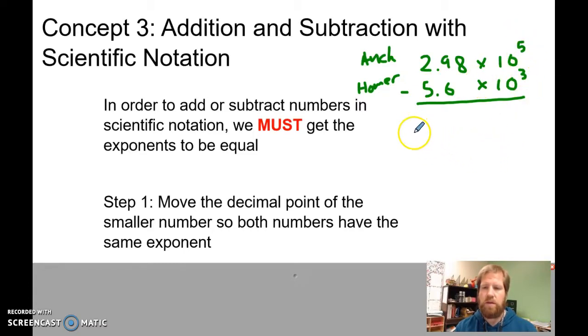Okay, so we're going to leave 2.98 as it is, 2.98 times 10 to the 5th. And in order to get this up to 10 to the 5th as well, we're going to have to add 2 to the exponent. We're going to have to move this decimal over 2 to the left. Right? We're making the exponent larger, so we've got to make this number smaller. So 1, 2, and we get 0.056.